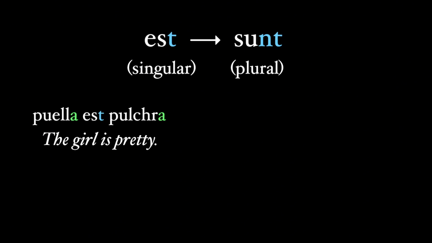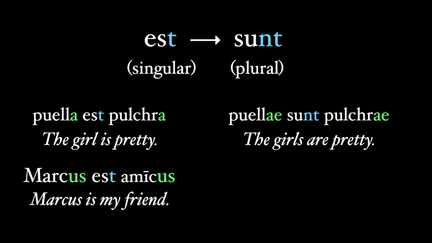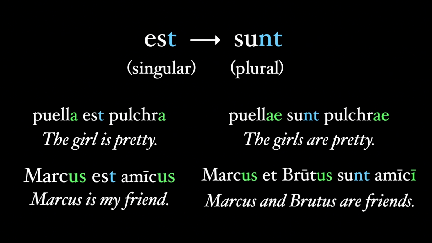So you would say in the singular, puella est pulchra, the girl is pretty. But in the plural, puellae, that's our nominative plural, sunt pulchrae, again, nominative plural. Marcus est amicus, Marcus is my friend, but Marcus et Brutus sunt amici, Marcus and Brutus are friends.